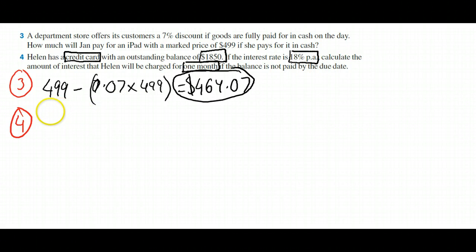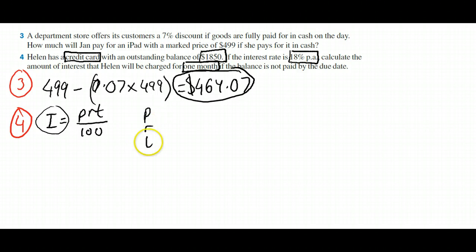Okay, so we're working out the amount of interest. The amount of interest for credit card problems is the simple interest formula, I equals PRT over 100. That's our starting point. The amount of interest, that's what we're trying to find out, so we're going to leave that blank. We need to know P, R, and T in order to work that out. The principal amount is the amount that's outstanding on the loan. That's $18.50.